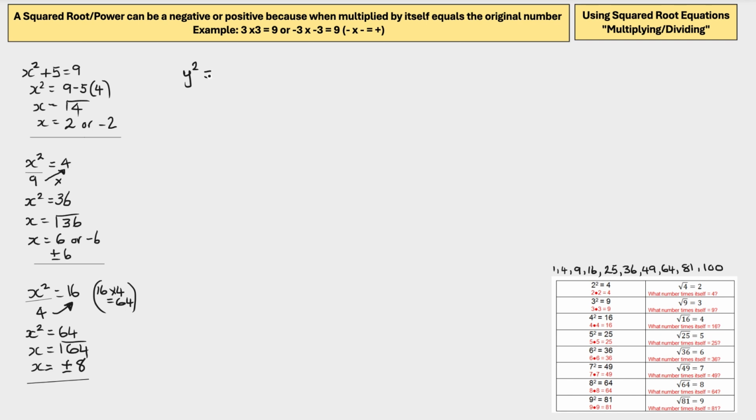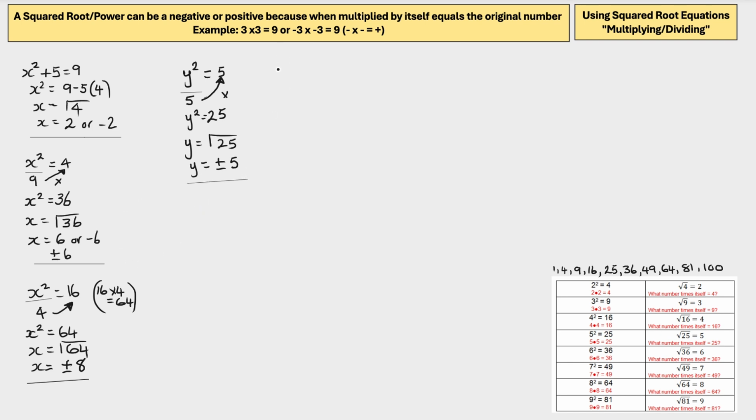y squared equals 5 all over 5. So we know what to do, we're going to multiply that out. So we now have y squared equals 25. Get rid of the square. We know that 5 times 5 is 25, so the two possible answers are plus or minus 5.